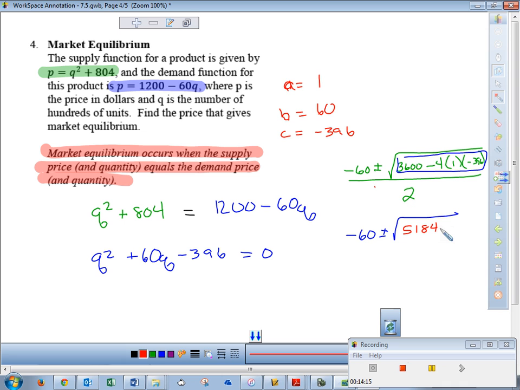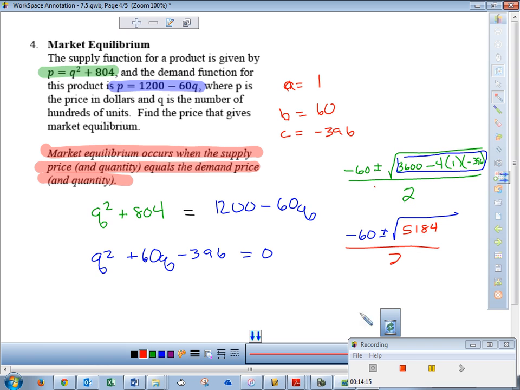That's got a special name. It starts with a D. What's that thing called, the number under the radical? That's the discriminant. If the discriminant is a positive number, you will get two answers to this. If it is a 0, you will get one answer. If it is negative, there are no real solutions.